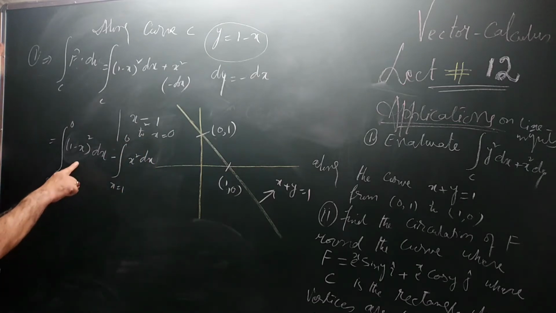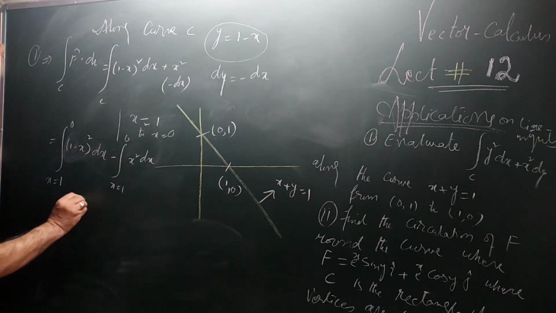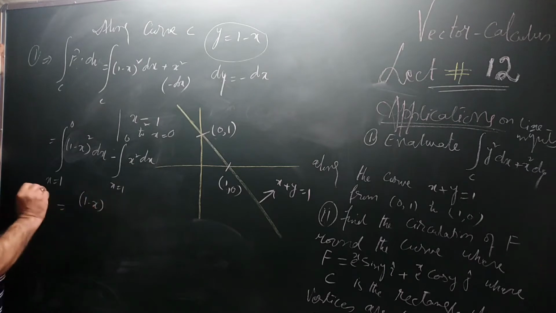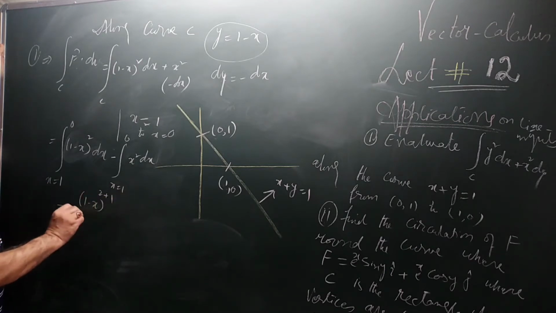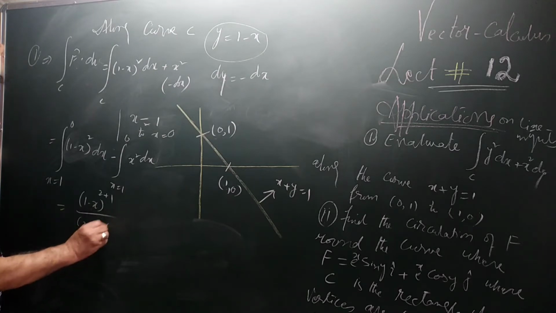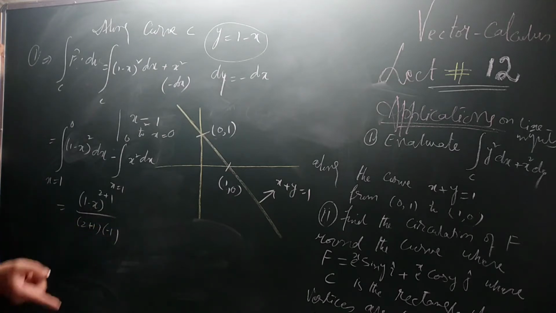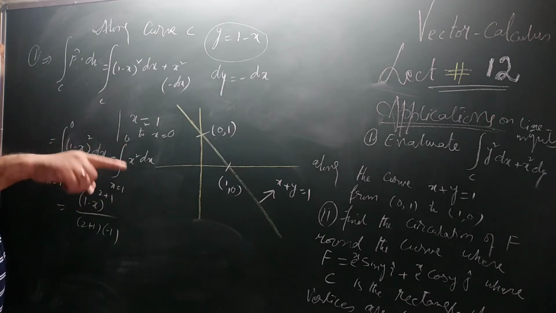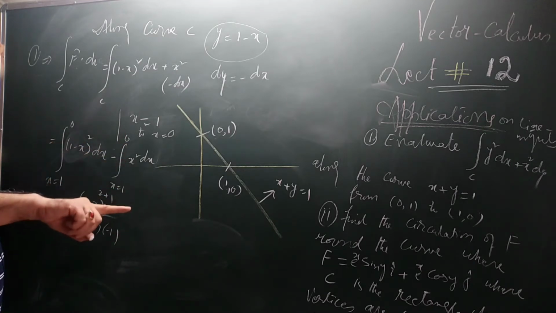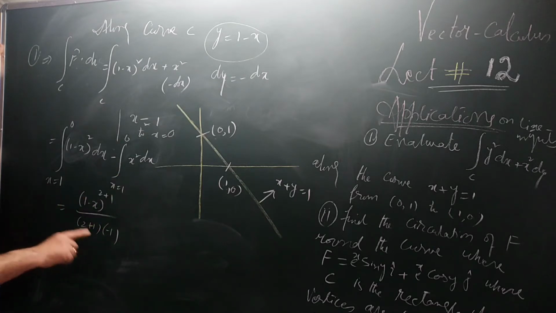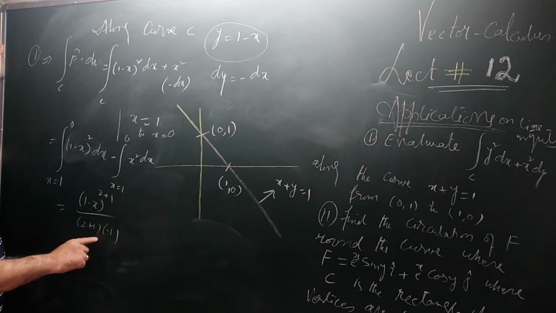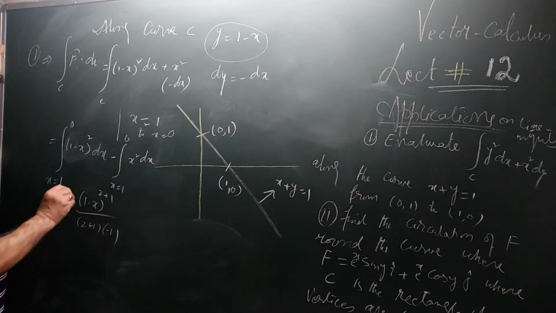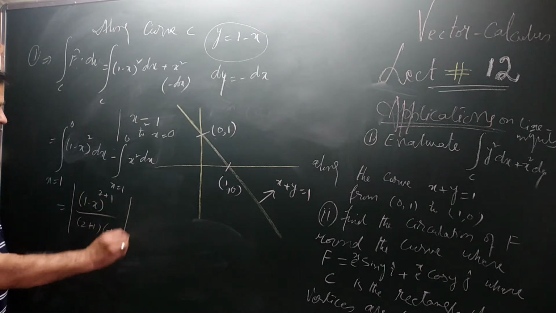Now how do we integrate this? Yes, it is 1 minus x raised to power 2 plus 1 by 2 plus 1. Internal derivative of this is minus 1. You know the integral of ax plus b raised to power n is ax plus b raised to power n plus 1 by n plus 1. The derivative of ax plus b, that is a, write that in the denominator. I am doing it that way. It is 1 minus x to the 2 plus 1 by 2 plus 1. The derivative of 1 minus x is minus 1. So write the limit from 1 to 0.